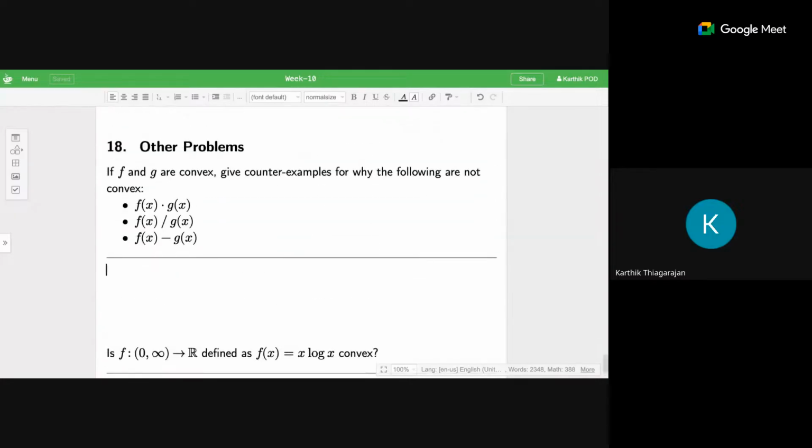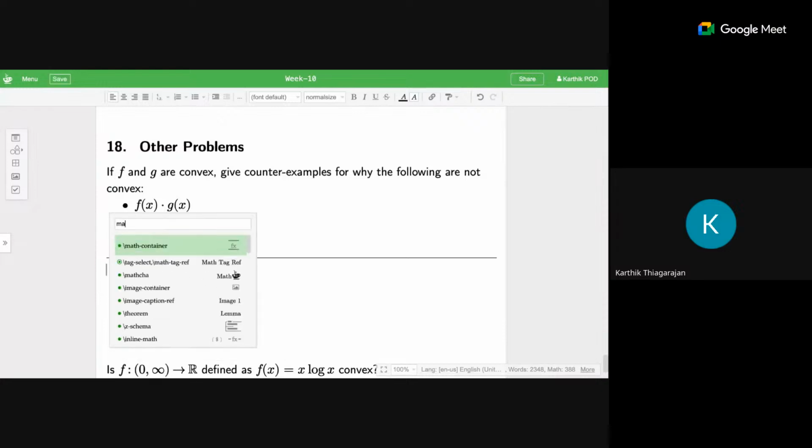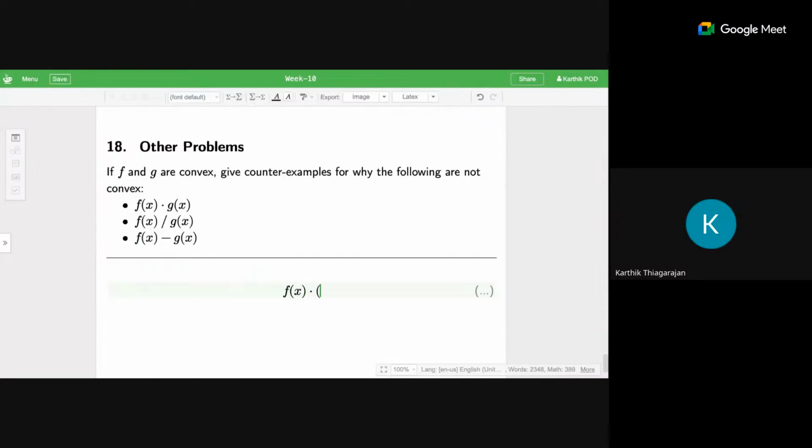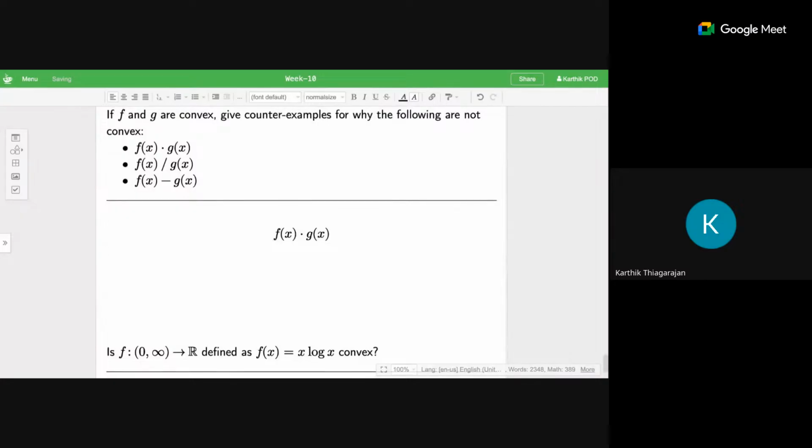This is there in the activity, but it's just an MCQ, so we really don't know why they are not convex. Clearly these 3 are not convex, as they need not necessarily be convex. You have to give me a counterexample for each of these cases. So let's take f of x times g of x, where f and g are convex. Can you give me examples of f and g for which f times g will not be convex?